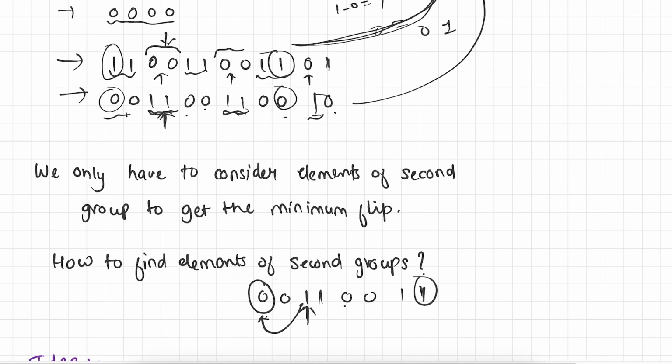And if you consider this element and compare it with the element at the first position, you can see that this is the end of the second group. Moving on to the next group. Again, if you compare this element with the first element, you can see that both are different. It means it is the beginning of the group that contains the same elements as the second group. So this is how we are going to find out the beginning and the ending of the second group and the elements of the second group, so that we can get the minimum flips.